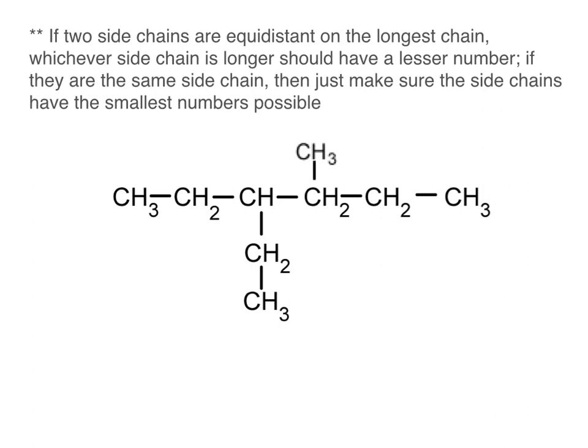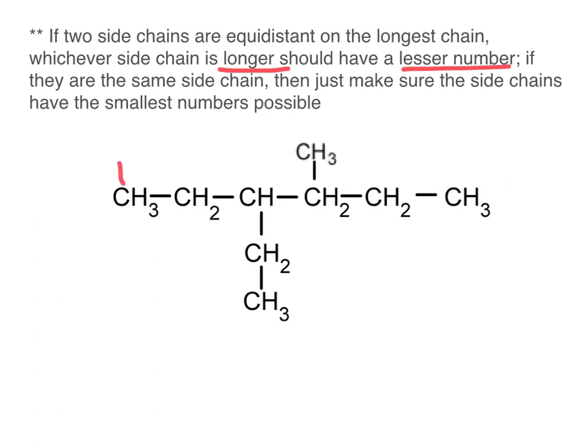Okay, so as you can see, if I go this way and I start numbering, I hit my ethyl group at carbon 3. If I start going this way, I hit my methyl group at carbon 3. So either way I number it, I'm going to hit a side chain at carbon 3. So which one is given priority? Whichever side chain is longer should have the lesser number. Okay? If they are the same side chain, then just make sure the side chains have the smallest numbers possible. Then it really doesn't matter. But if there is a side chain that is longer, then it has to get priority.